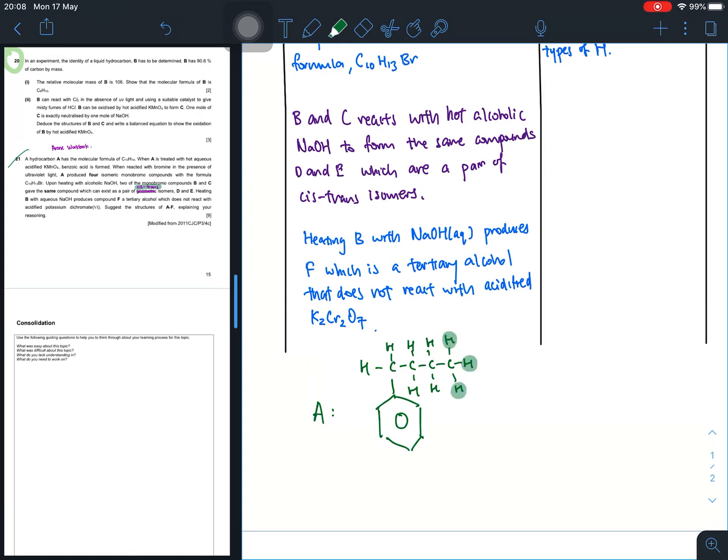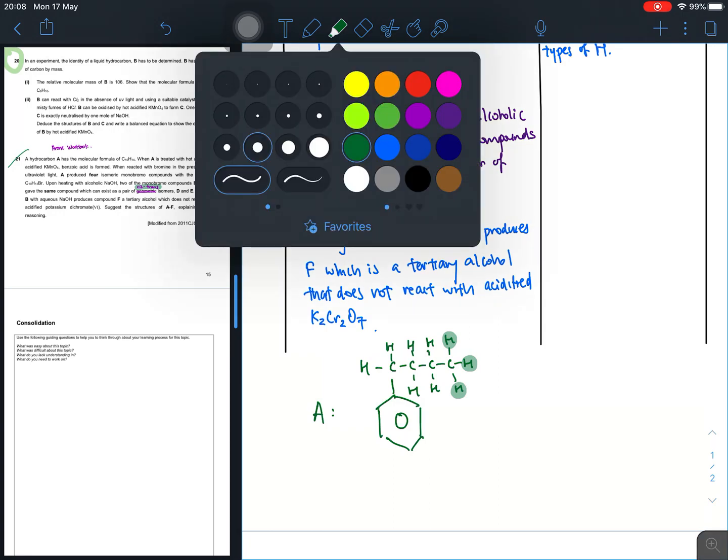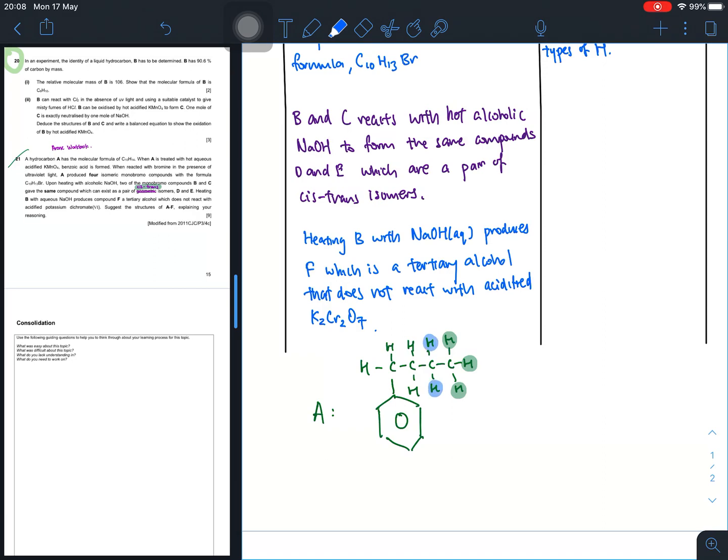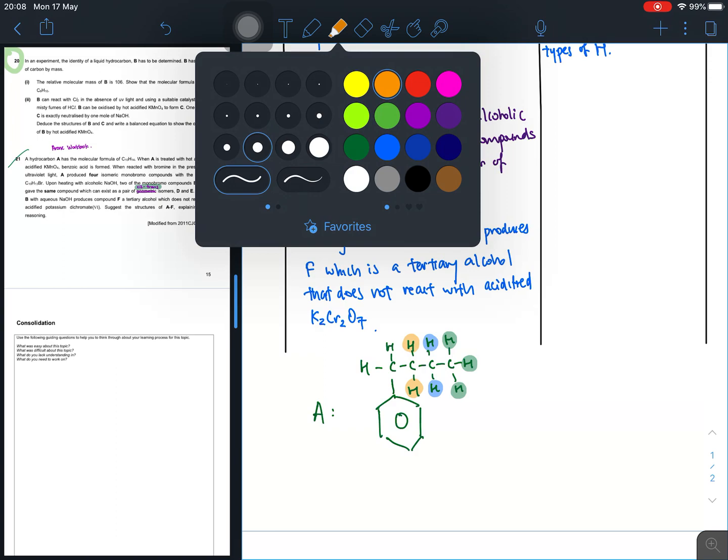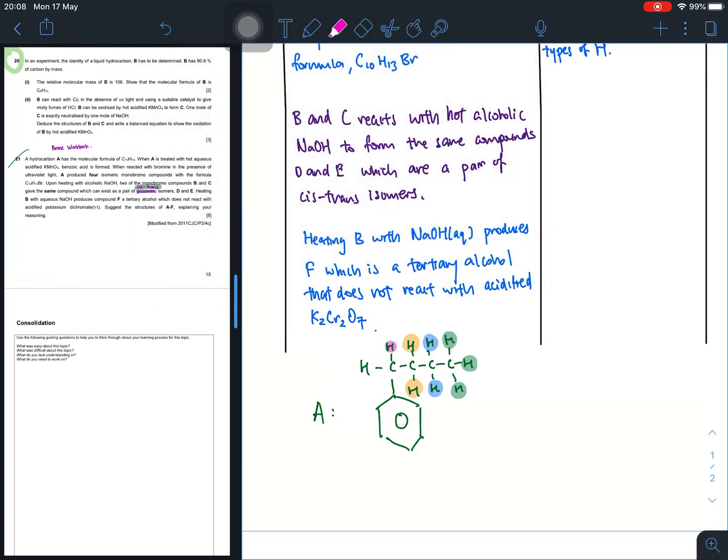If we were to look at this, I would highlight those that are the same. This hydrogen is one type of hydrogen, meaning that any of these 3 highlighted, when substituted with a bromine, would form the same products, with the same structural formula. This would form another type, this would form another one, and finally this would form another one. So technically this compound that I've postulated is a possible answer to the identity of A.